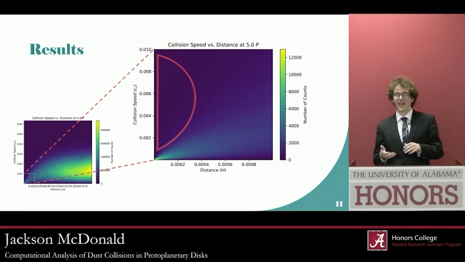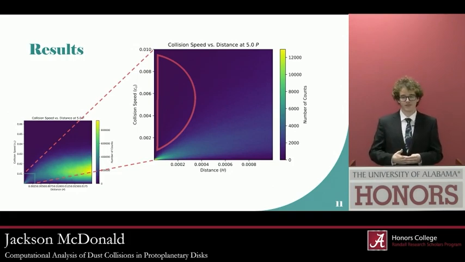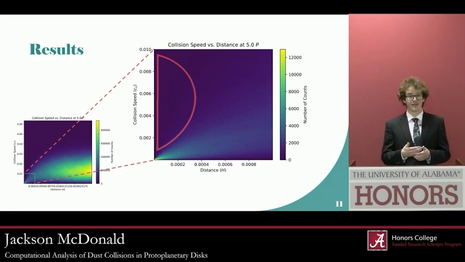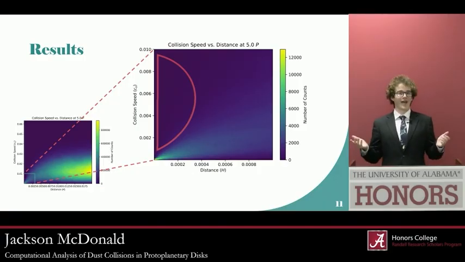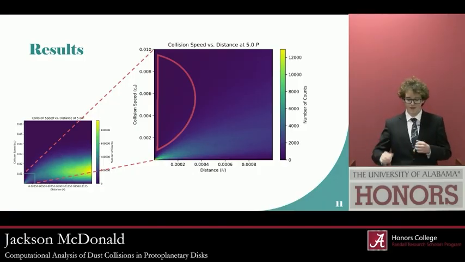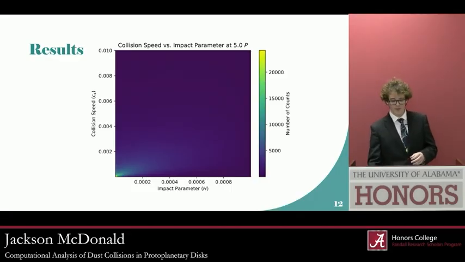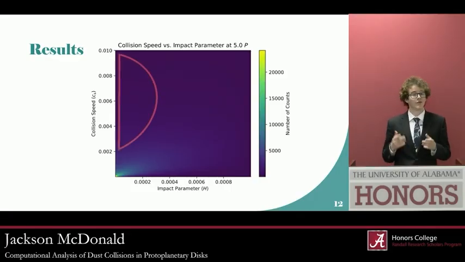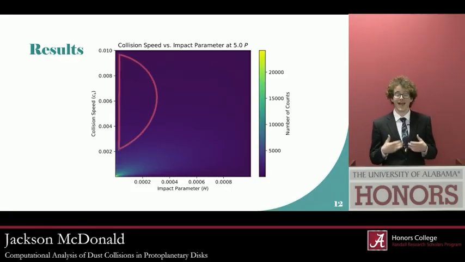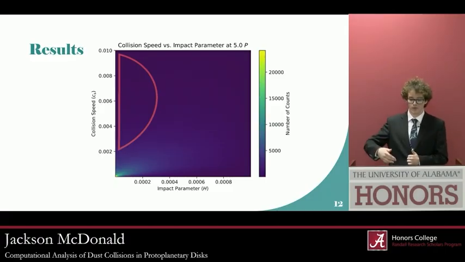Particles won't tend to fragment or bounce off of each other if they don't have the collision speeds to fragment or bounce off of each other. And in fact, when we look at the impact parameter, we see the same lack of particles. Remember, the impact parameter is how close two particles will get.